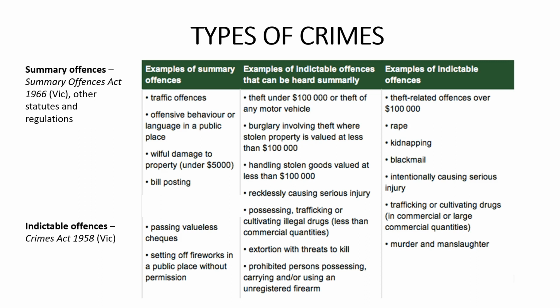A number of summary offences are set out in the Victorian Summary Offences Act 1966. Examples of summary offences include traffic offences such as speeding and offensive behaviour in public. Conversely, the Victorian Crimes Act 1958 sets out most of Victoria's indictable offences. Examples of indictable offences include rape and murder. Finally, examples of indictable offences heard and determined summarily include theft of under $100,000 and theft of a motor vehicle.